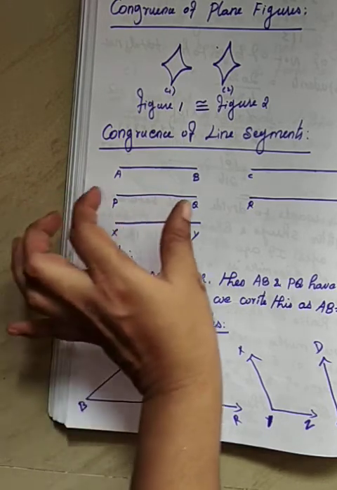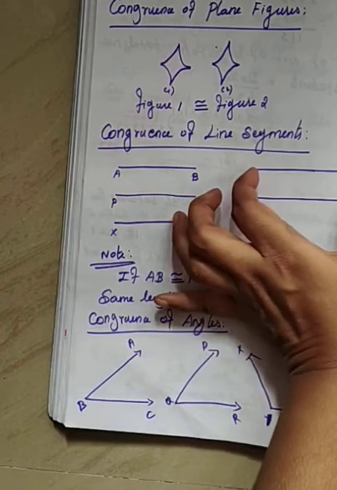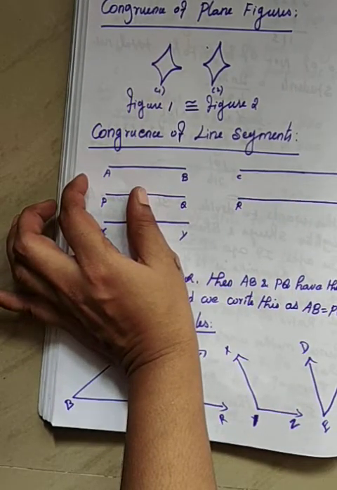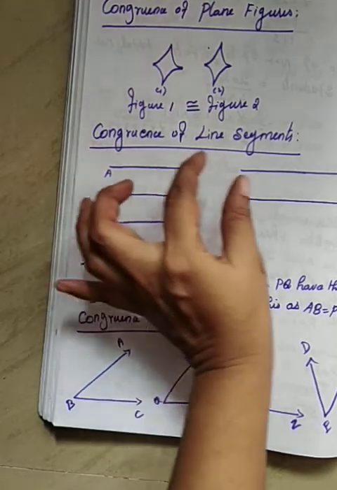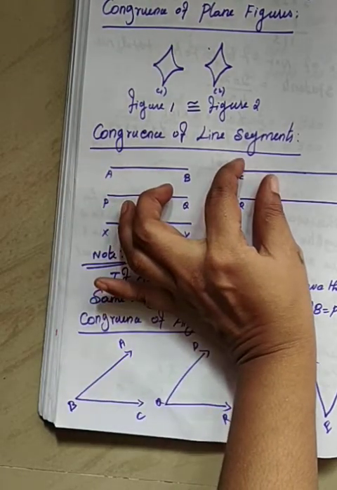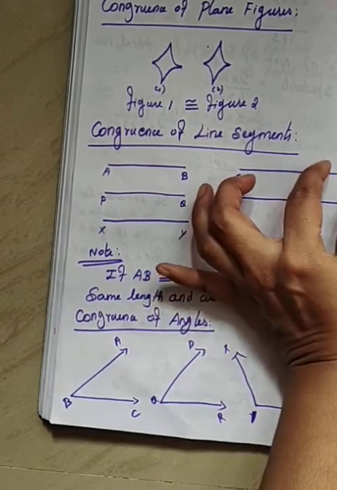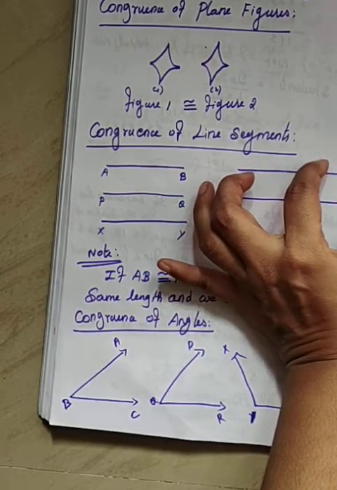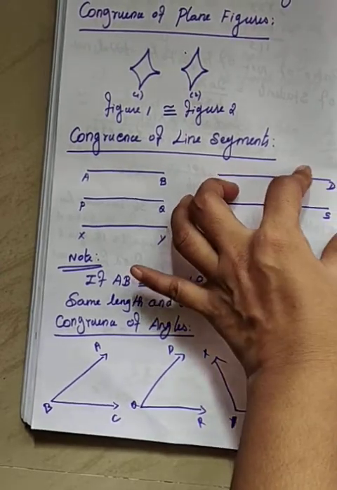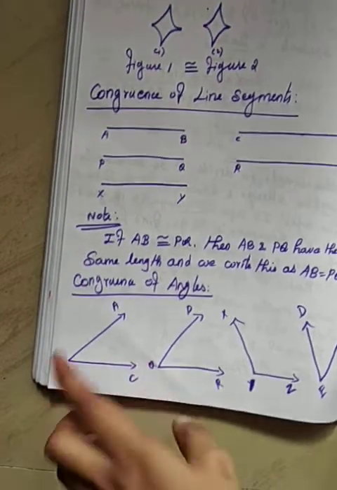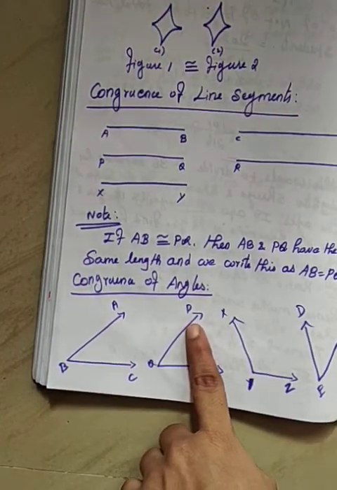Clear? And then suppose you take AB and CD, such that the point A coincides with the point C. You can see that the point B will not coincide with the point D. So these two line segments are not congruent. Clear?